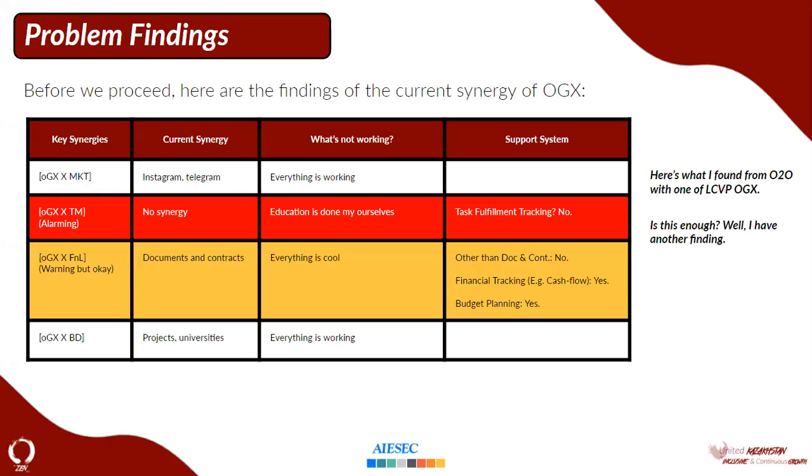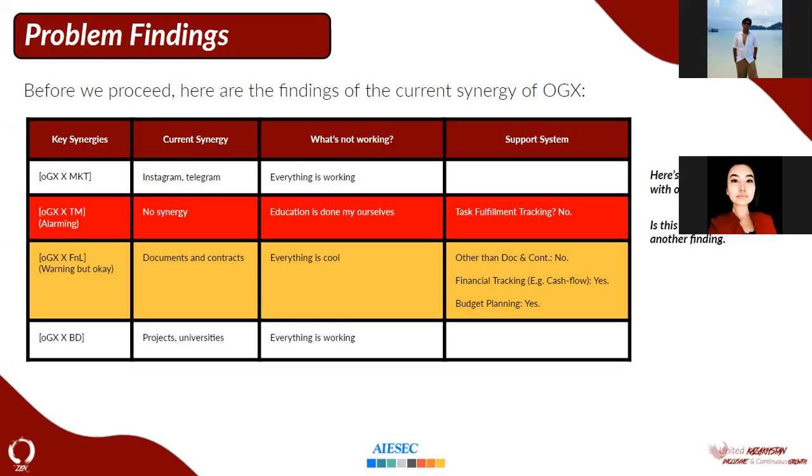Okay. So for the problem findings, let's jump into this section. Before we proceed, here are the findings of the current synergy of OGX. Here's what I found from O2O with one of the LCPP OGX. For OGX marketing, yes, everything is working in terms of promotion, but in terms of back office it is quite alarming, because I see that OGX with TM has no synergy, and education is done by themselves. It means that it is quite alarming for me.